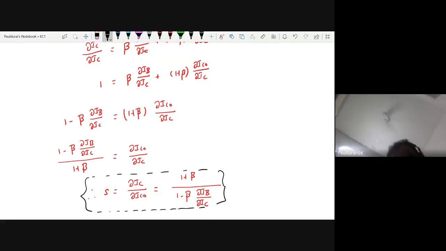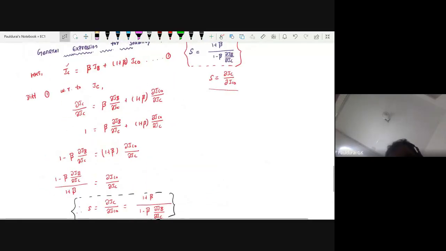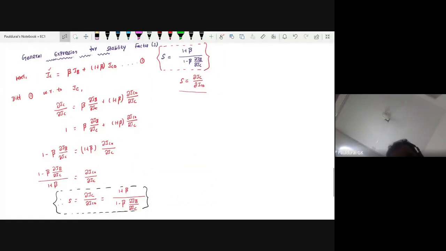Please note this. Did you understand the derivation? It's an important 2 mark question: derive the general expression for stability factor S.